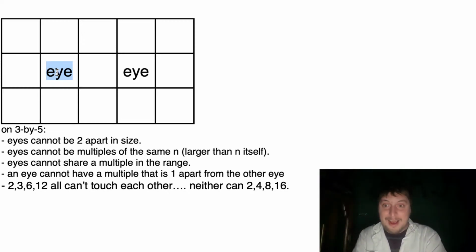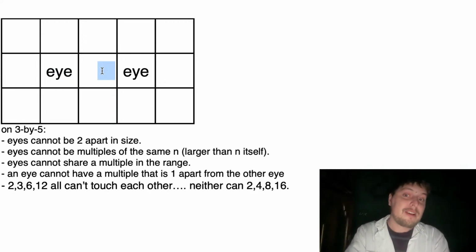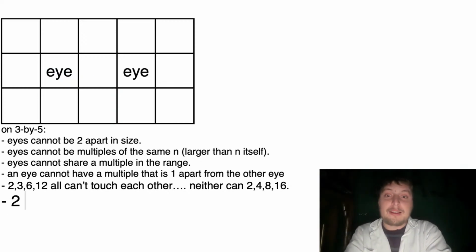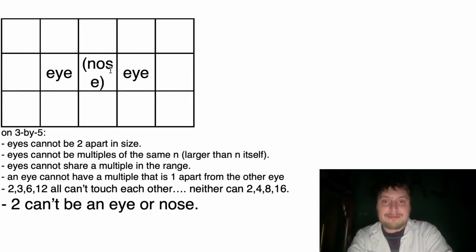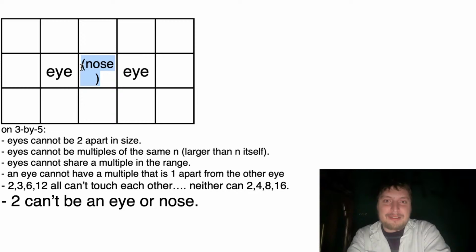So it can't be an eye, can't be the nose either, can't be in the middle. So 2 can't be an eye, can't be an eye or nose. Nose. Okay, and put it in parentheses because we're mostly looking at the eyes right now, but having nicknames helps.